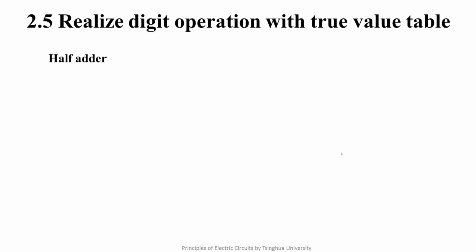At last, we will introduce how to realize the digital operation with the logic expression or the truth value table. We've solved how to precisely represent the value of a signal with a binary code. If we can realize a very simple digital operation with the logic gates or the logic expressions, then we can realize any complicated digital operation step by step.